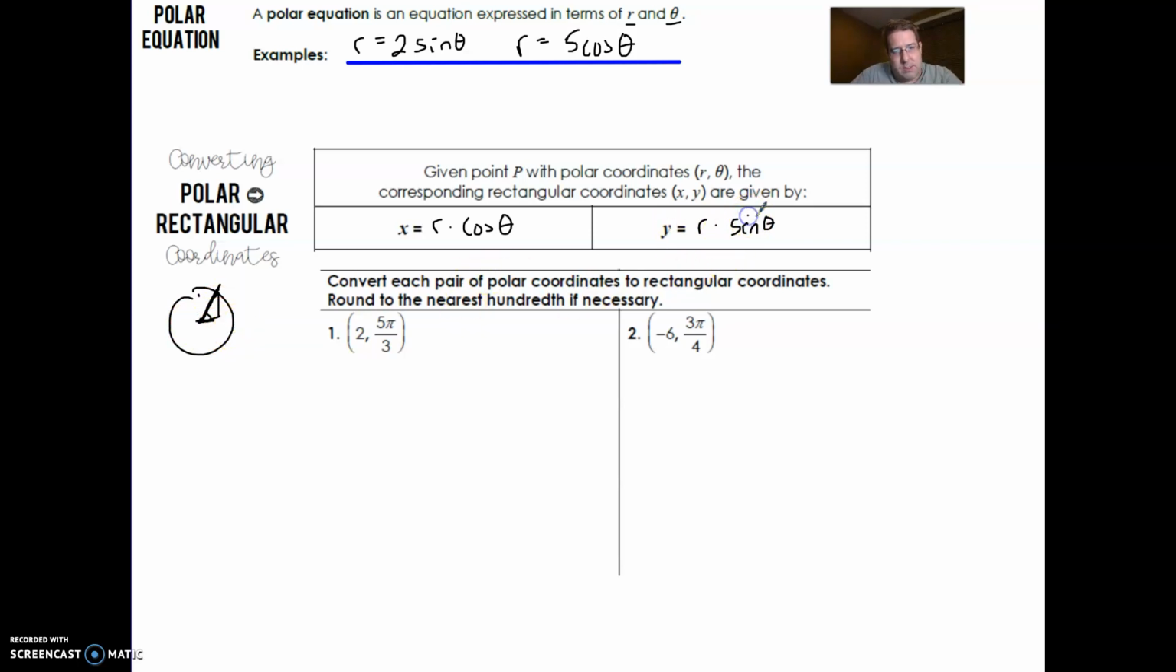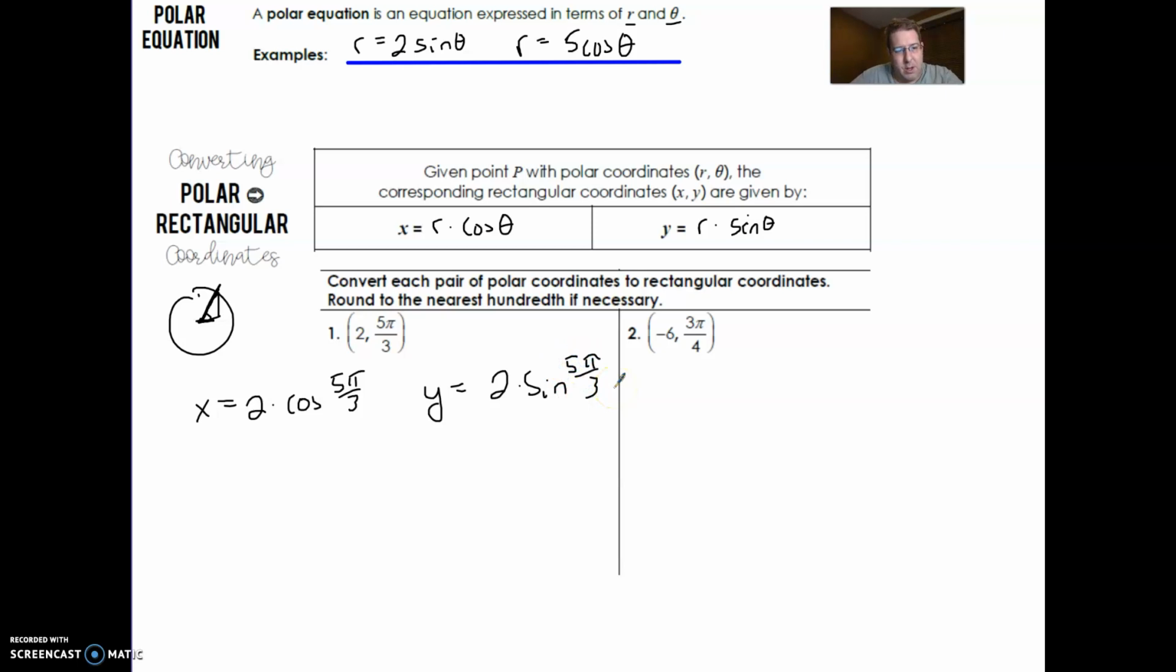Using that information, we can convert each one of these polar points. We're going to change each pair into rectangular coordinates. I'm going to use these two equations and plug the values into both of them, and that's going to give me my point. So x is equal to the radius of 2, the distance, multiplied by cosine of 5 pi over 3, which is the angle. And then y is equal to 2 times sine of 5 pi over 3.